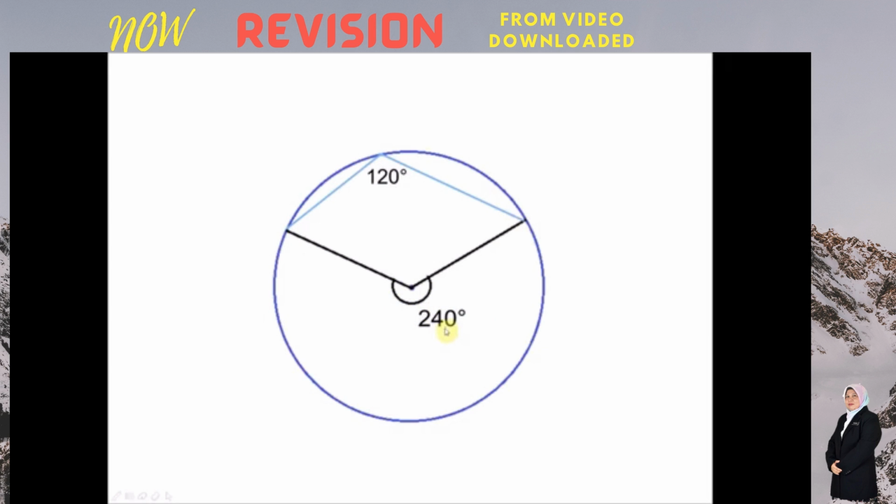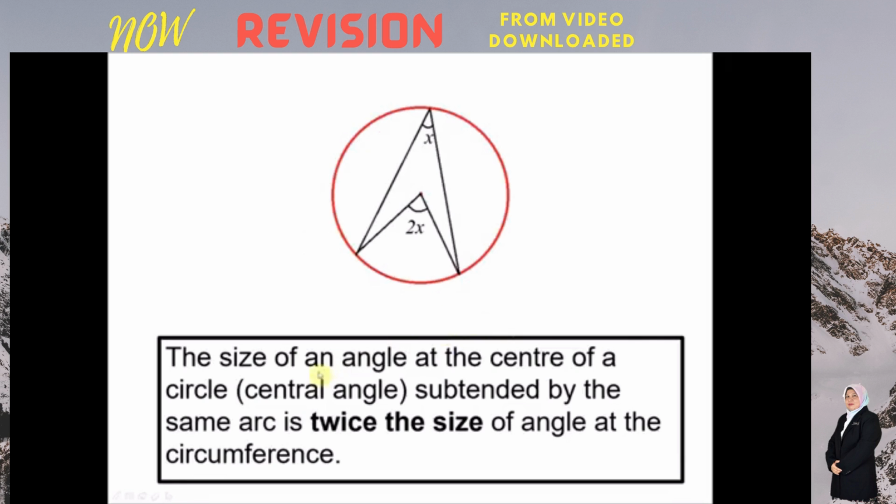So from these four situations, we can make a conclusion that the size of an angle at the center of a circle, here, subtended by the same arc, is twice the size of an angle at the circumference. This is the angle at the circumference. So in short, when the angles are subtended by the same arc, the angle at the center of the circle is 2 times the angle at the circumference. If this is 10, this will be 20. If this is 20, this will be 40. And if this is 100 here, this is half of it, which is 50.